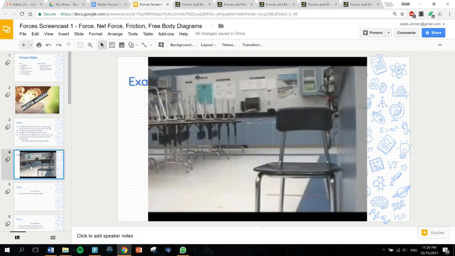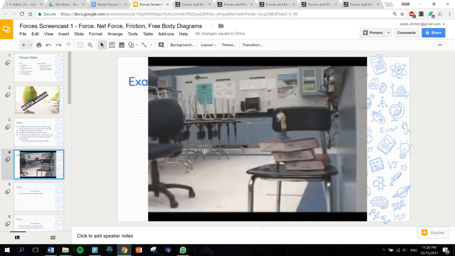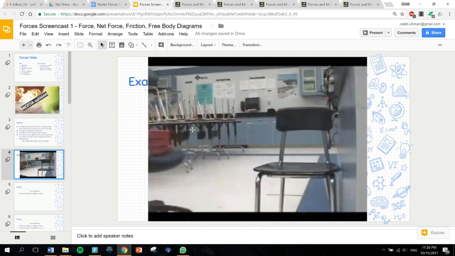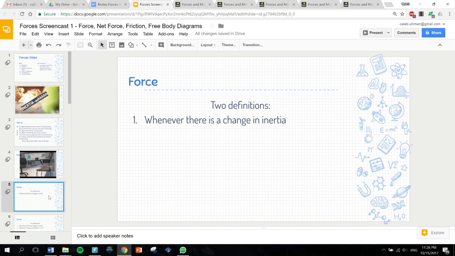Remember our GIF. Wait for it. See, like the books keep doing what they were already doing. They were moving, and then it hit the pivot. Okay, you get inertia. Anyways, let's move on to force.